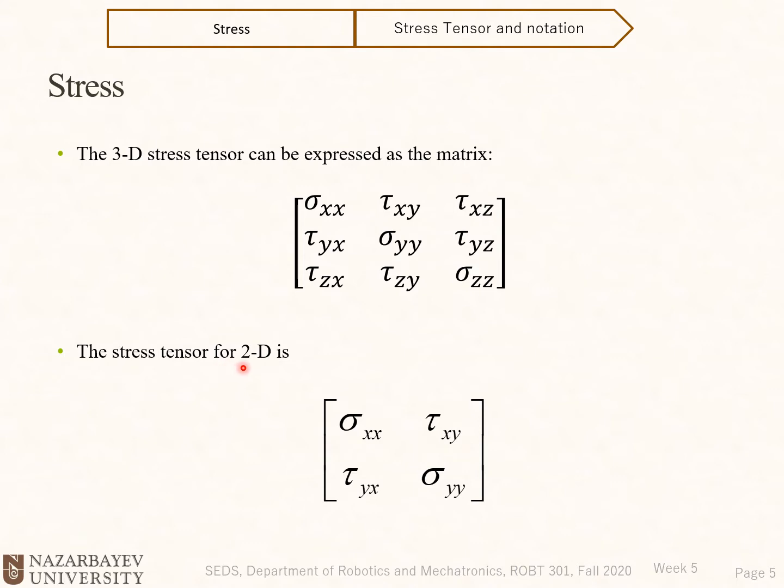And the stress tensor for 2D is 2 by 2. We have sigma xx, tau xy, tau yx, and sigma yy. Sigma xx and sigma yy are normal stresses. Tau xy and tau yx are shear stresses.